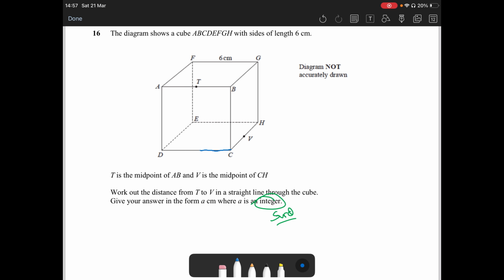Forget it's 3D, but I want to start off by thinking about this blue square I've just drawn. Now, this is going to be a right angle triangle with lengths 3 and 3. And the hypotenuse, using Pythagoras theorem, we'll call it x. x squared is 3 squared plus 3 squared, which makes it 9 plus 9, 18. So x is the square root of 18. Leave it as a surd.